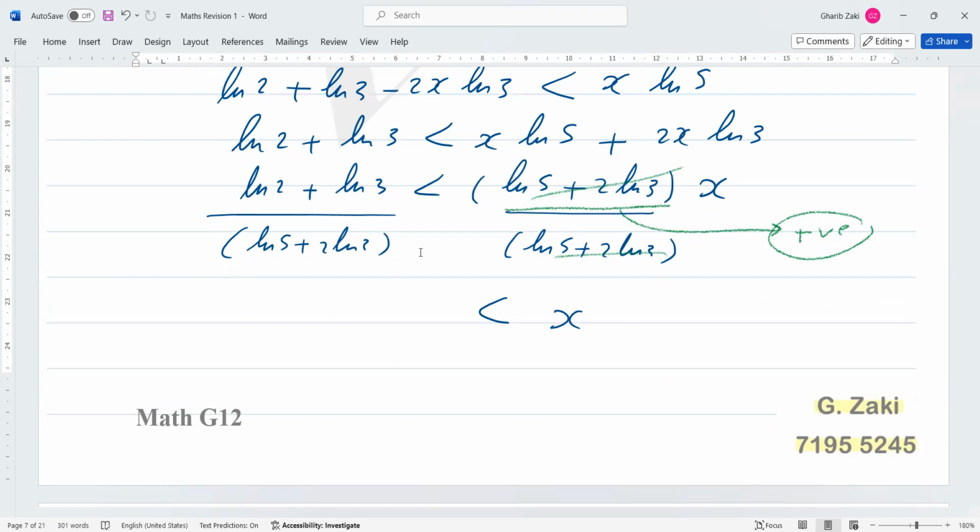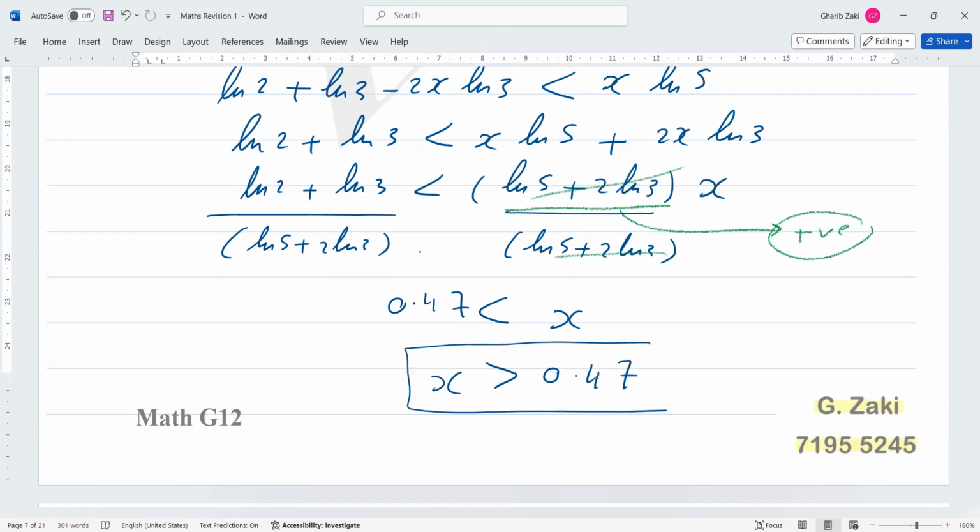Now, we go to the calculator and we write a fraction: ln 2, close the bracket, plus ln 3, close the bracket, over ln 5 plus 2 ln 3. Okay? Equal. The answer is 0.47. So x is greater than 0.47. We write here x greater than 0.47. This is the set of values that verify the inequality.